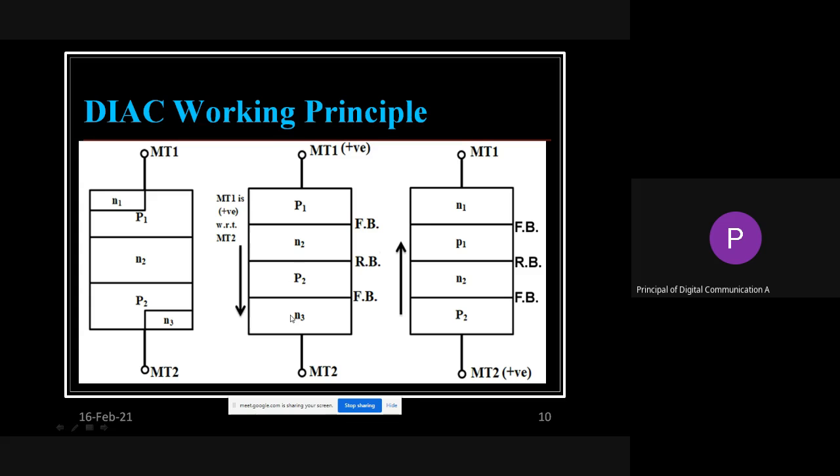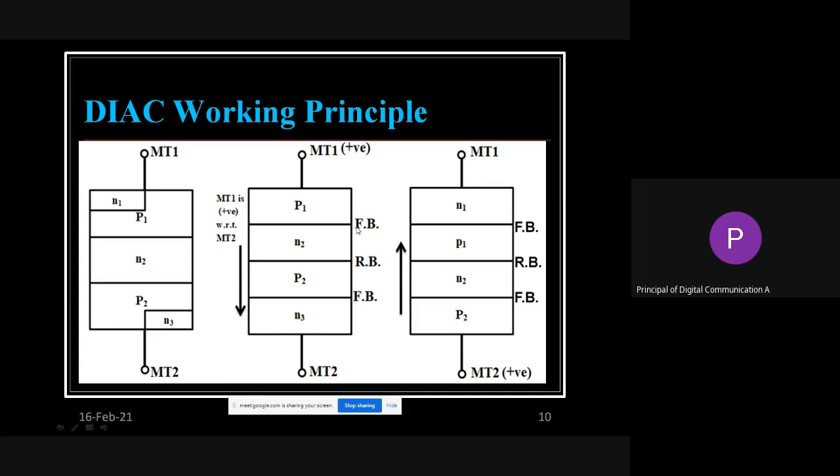In this way, it is going to be present for this particular positive half cycle. That is, MT1 is positive with respect to MT2, and the current is going to flow via these layers only: P1, N2, P2 and N3.